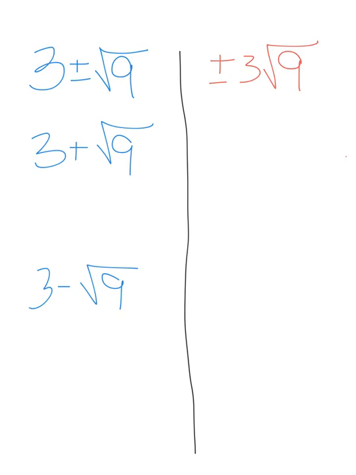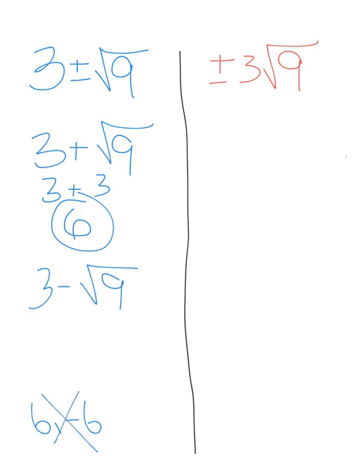Let's look at it. 3 plus the square root of 9, well, the square root of 9 is 3. 3 plus 3 would give us 6, so we end up with 6. And we have to be careful because it's very easy to get into the habit of just saying, oh, it's going to be 6 and negative 6, which would be incorrect in this case. And why would that be incorrect?